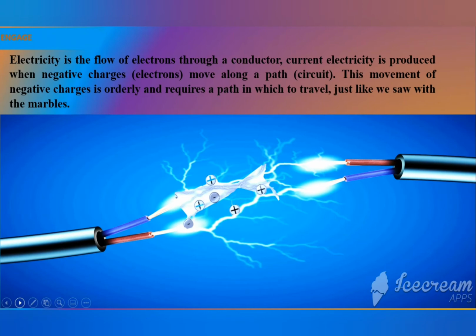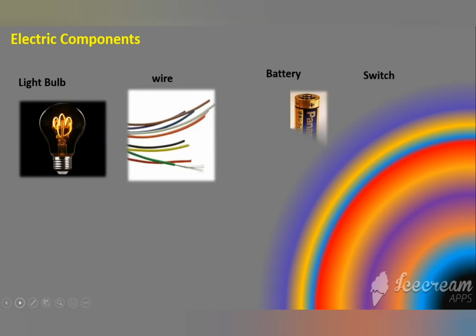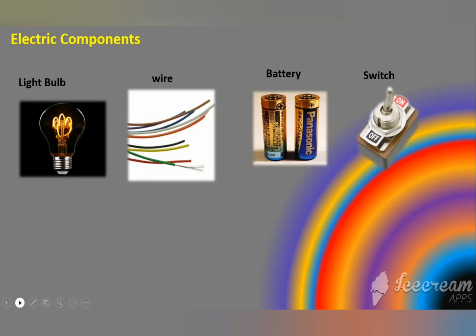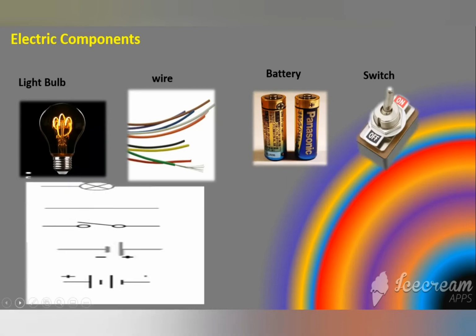From these videos, you should have learned that electricity is the flow of electrons through a wire or a conductor, which produces electricity called current electricity. And the electric components: the light bulb, wire, battery, and the switch. These are the pictures of how they look, as well as the picture that shows the symbols: the bulb, the wire, the switch, cell, and battery.